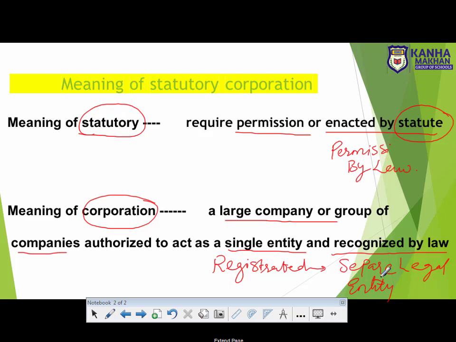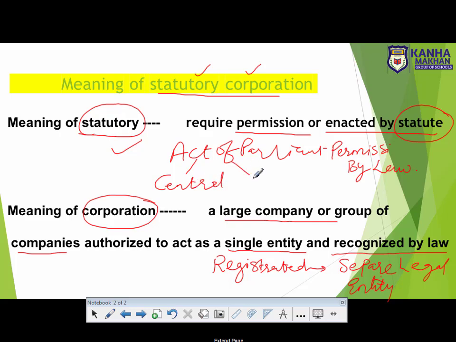To sum up, what is the definition of statutory corporation? Because we have read the definition of statutory separately and corporation separately. So what will be the total combined definition of statutory corporation? It will be a body which is formed by a special act of parliament. It can be central or it can be state. So when any organization or corporation is formed by the special act of parliament, either by the central or by the state, that will be known as a statutory corporation.